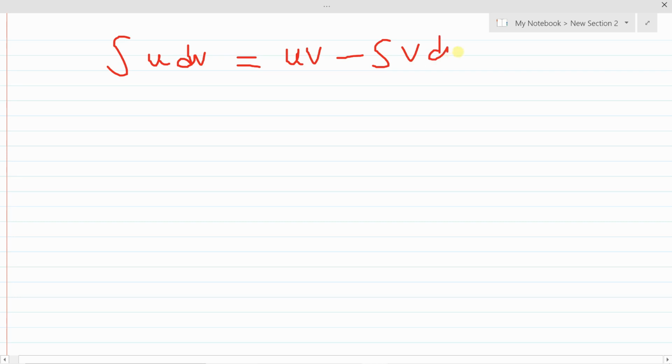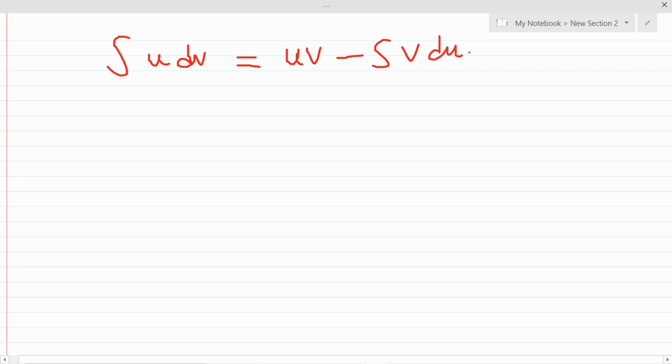Alright, let's start. If I have some functions like this, the integral of, let's say, a certain function u times the integral of another function, then what integration by parts is saying is that this integral is the same as uv minus the integral of v du.